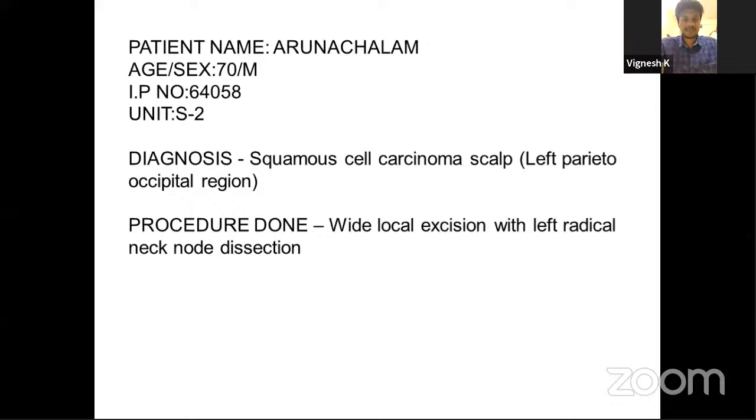Good evening, sir. I am Dr. Vignesh, final year postgraduate from Tirunelveli Medical College. I am here to present the histopathology report of a patient named Mr. Arunachalam. It is a case of squamous cell carcinoma of the left occipitoparietal region, and the procedure done was wide local excision of the tumor with left radical neck node dissection.